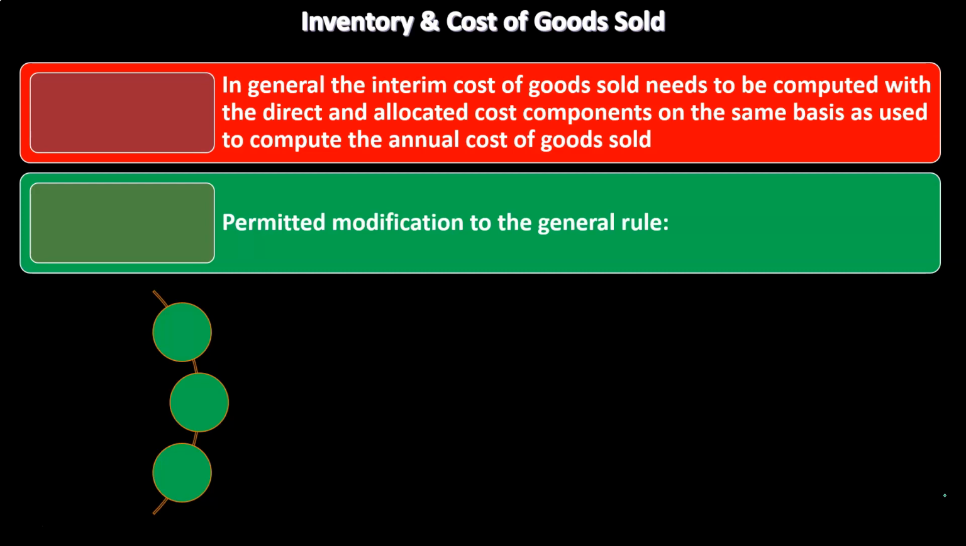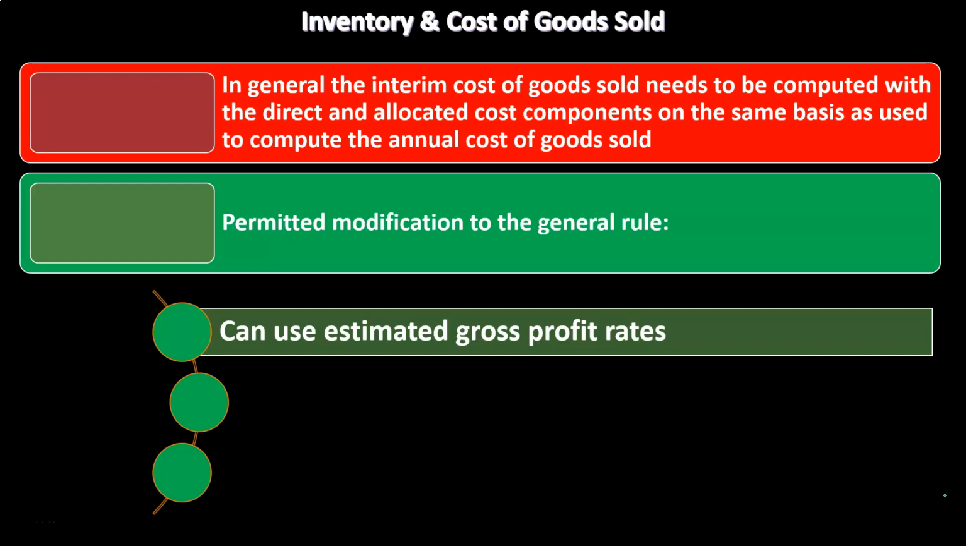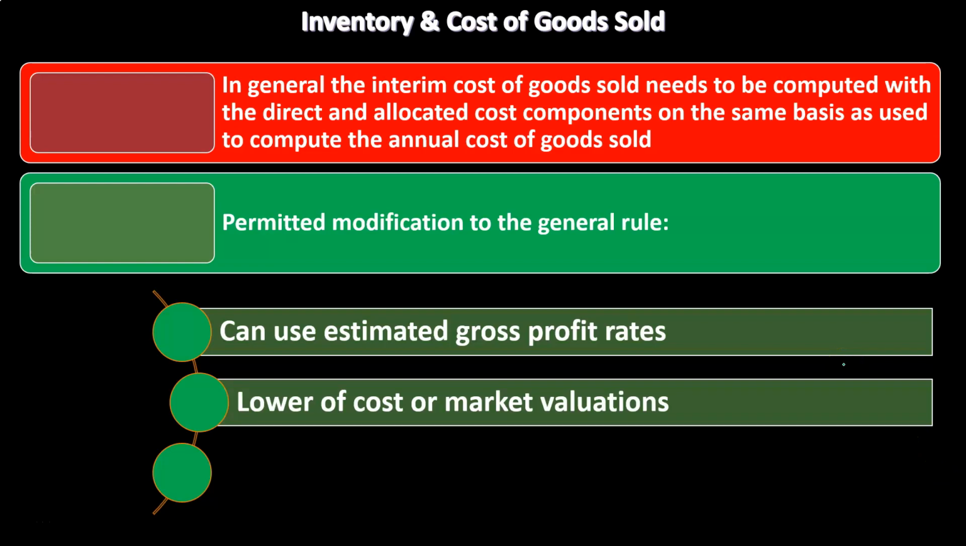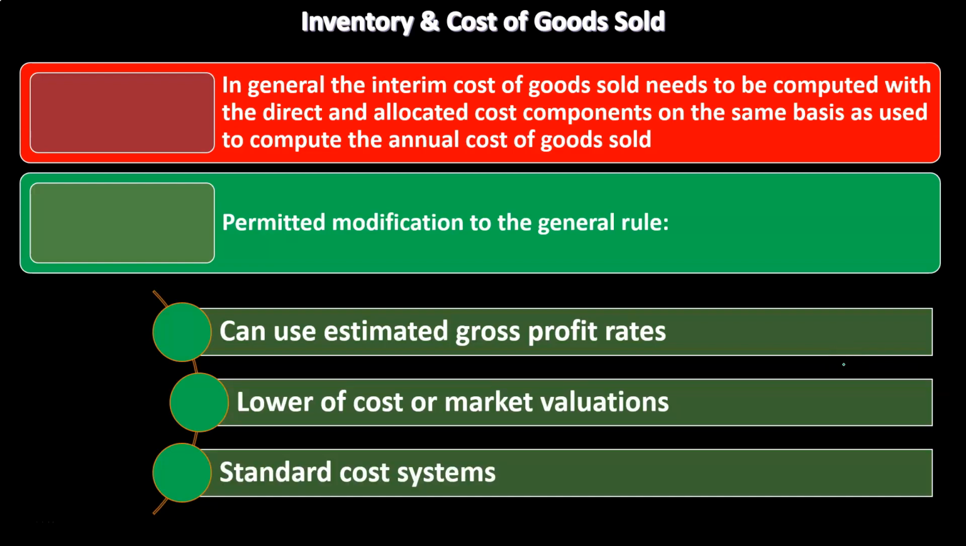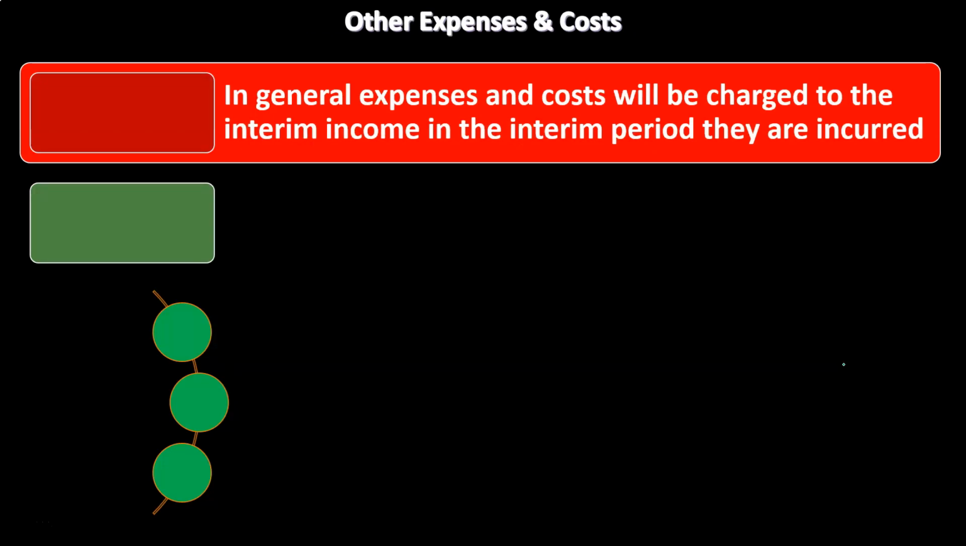Permitted modifications to the general rule. So here are going to be some exceptions, modifications to the general rule. You can use estimated gross profit rates, lower of cost or market valuations, and standard cost systems. And then we have other expenses and costs.